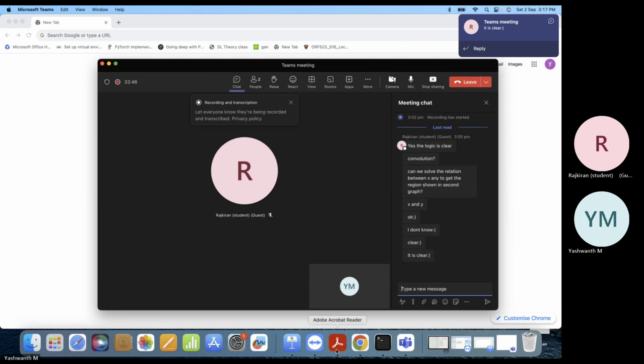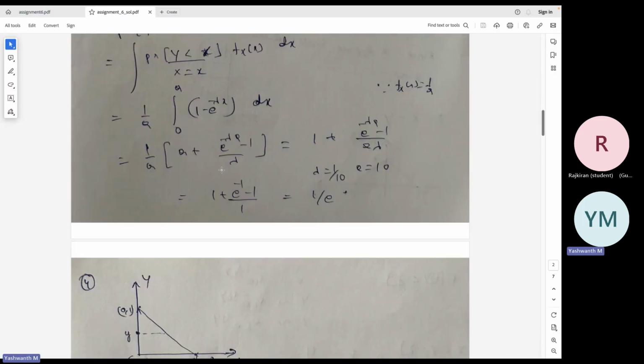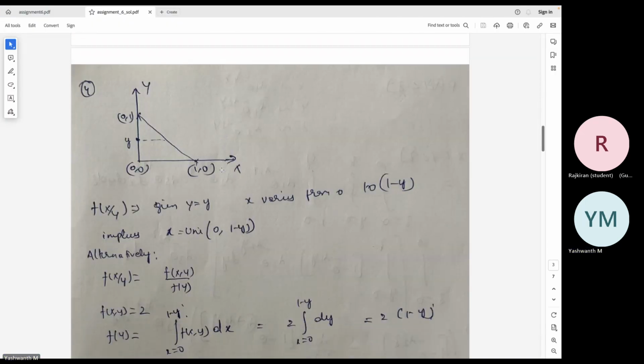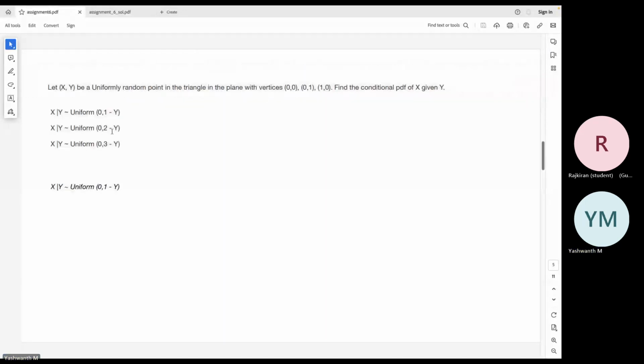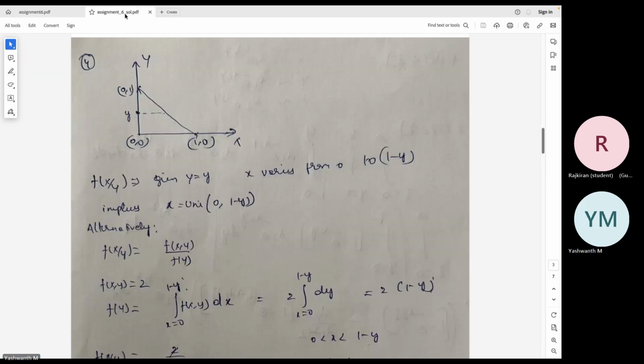Okay, cool. So let's move to another question. Now x, y are uniformly random points in the triangle plane with vertices (0, 0), (0, 1), (1, 0). Find the conditional PDF of x given y. Okay, so let's see what it is.